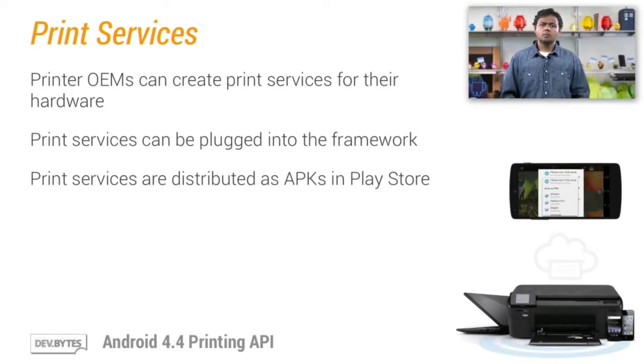Print services are pluggable components that contain vendor-specific logic, services, and so on. These are managed by the system and are responsible for discovering printers, interacting with them, and reporting their state about what's going on with the print jobs. As a printer OEM, you can use the print service framework to provide interoperability with your printers from Android devices. And this is really important. You can build and distribute these service APKs, which users can install on their devices, and they can be updated over the air via the Play Store, which is pretty awesome.